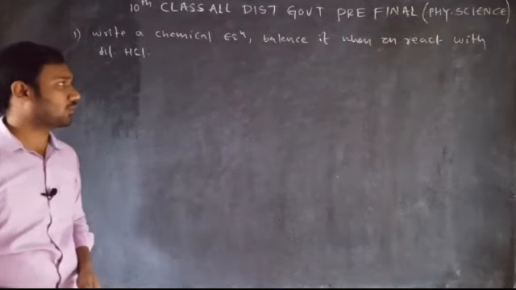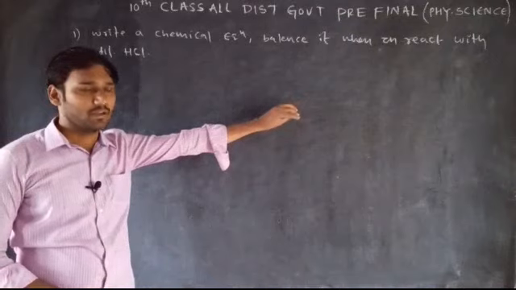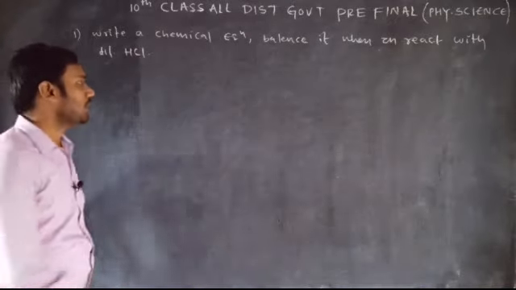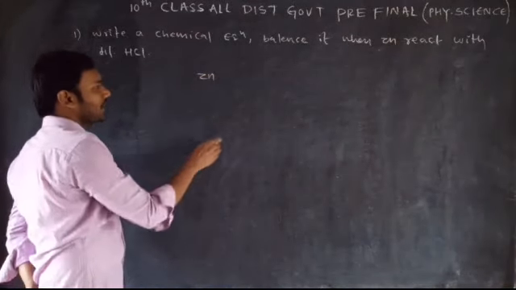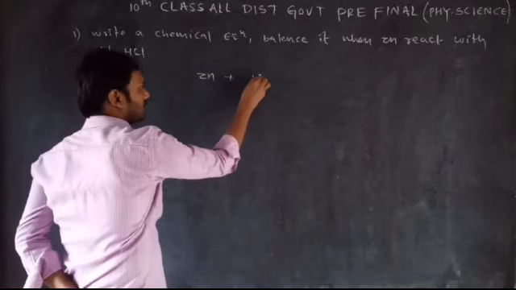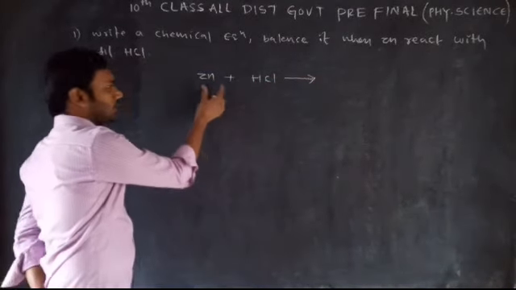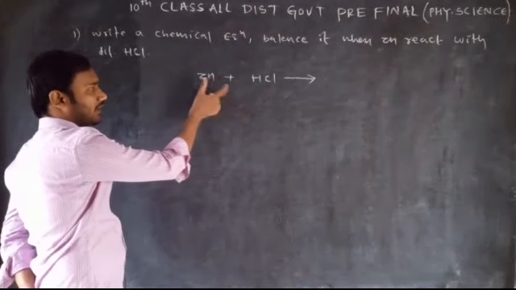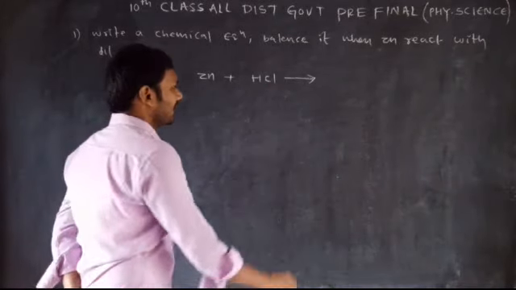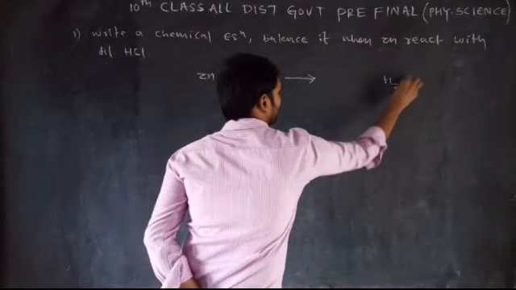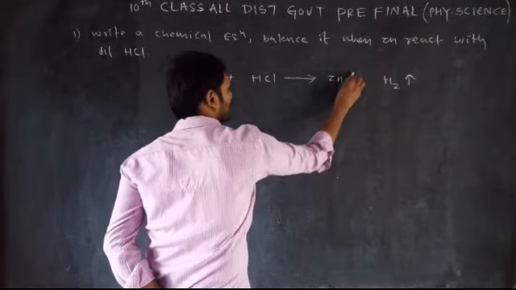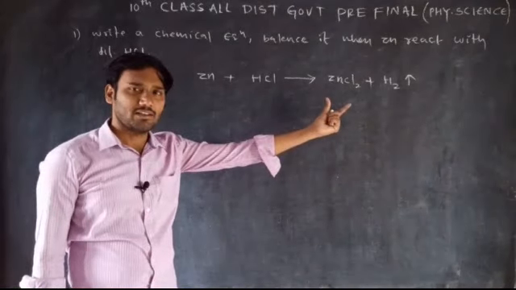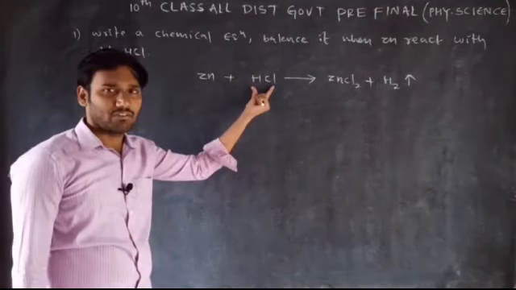When zinc reacts with hydrochloric acid, what products are forming, and he is asking to balance the equation. The zinc symbol is Zn, and it reacts with hydrochloric acid. Generally, according to our textbook, when zinc reacts with hydrochloric acid, it releases hydrogen gas and at the same time forms the product zinc chloride. So zinc chloride and hydrogen gas are the products.